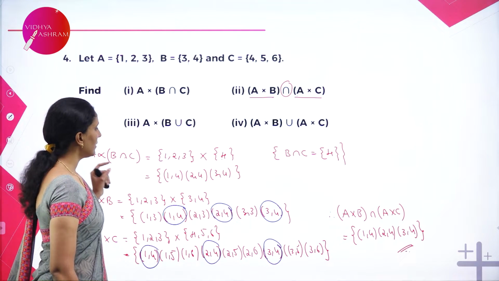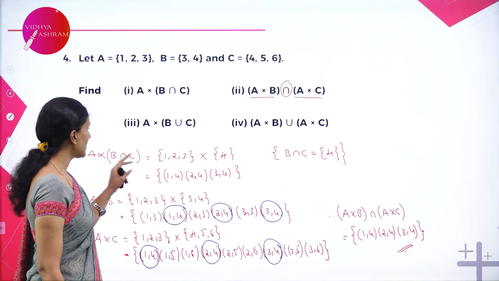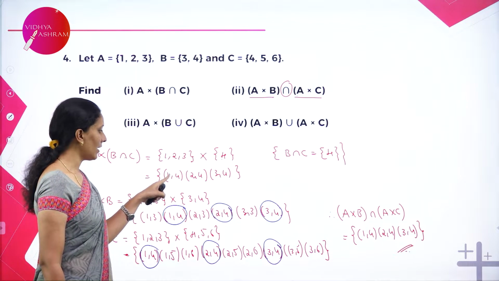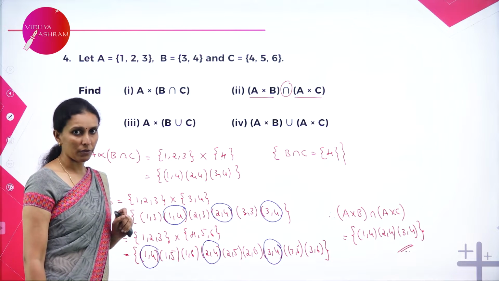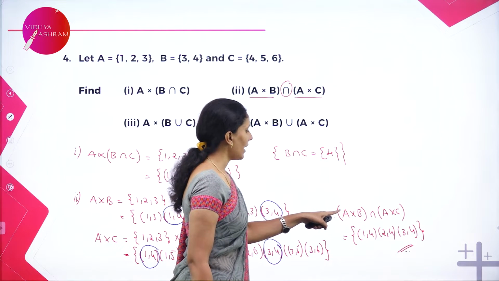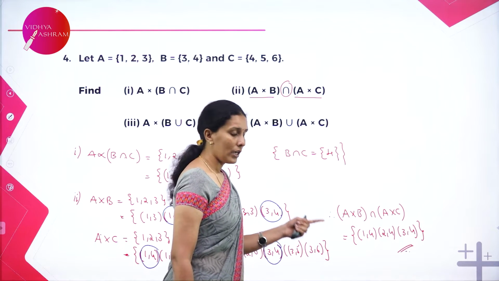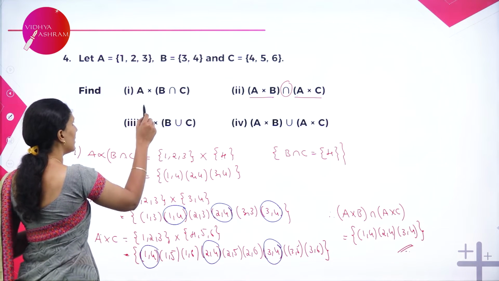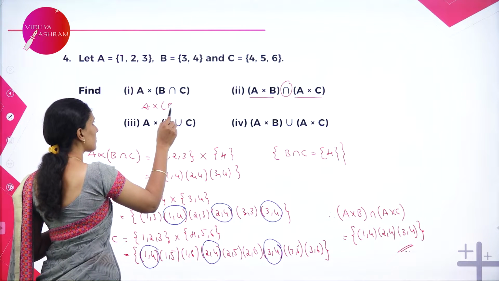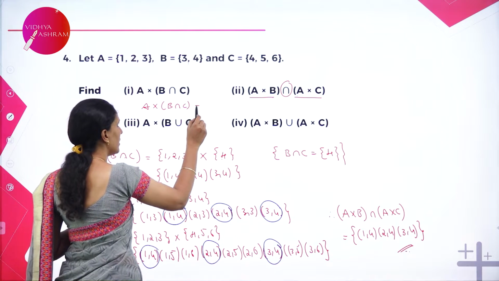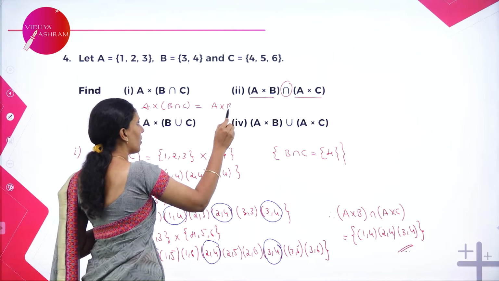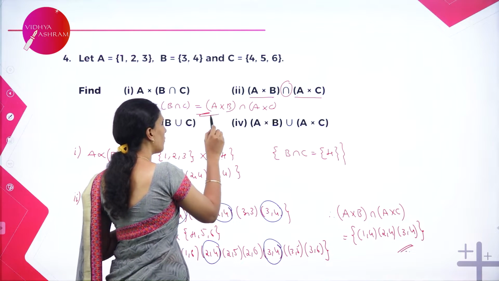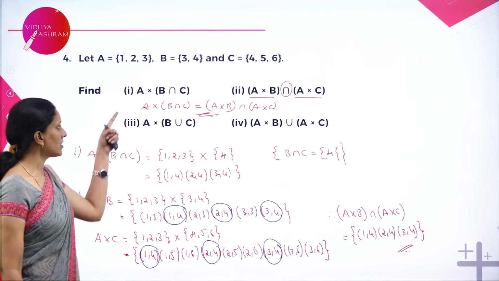Now another thing you need to observe here: look at the first statement, A cross (B intersection C). It is the set containing (1, 4), (2, 4) and (3, 4). And the second set, (A cross B) intersection (A cross C), contains the same elements. Hence, we can conclude that A cross (B intersection C) is equal to (A cross B) intersection (A cross C). So, we can use the distributive property to describe this relation.